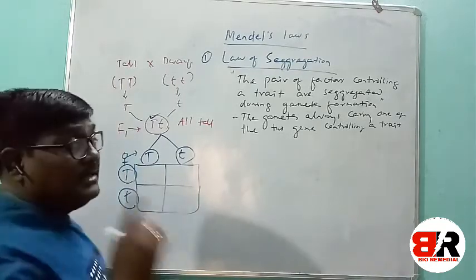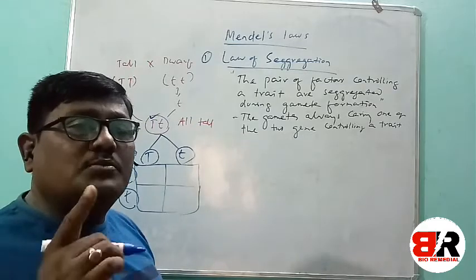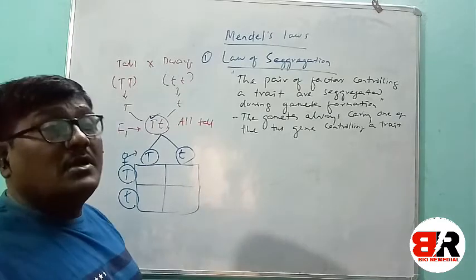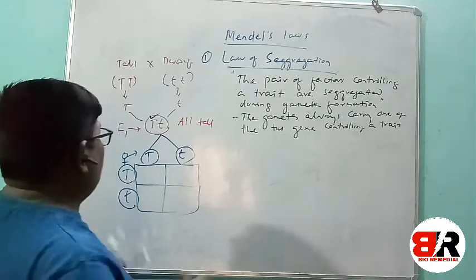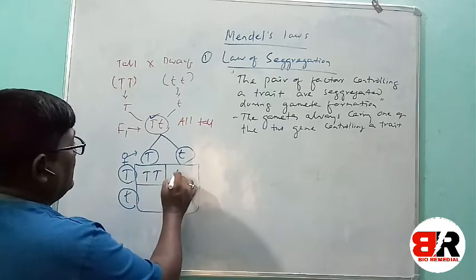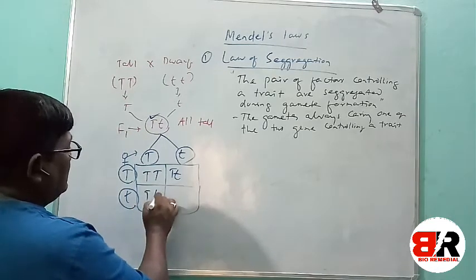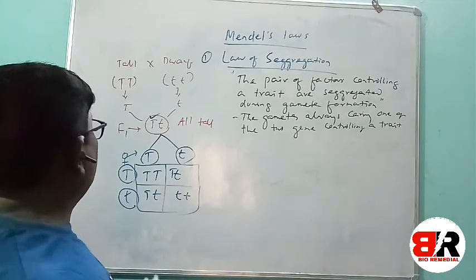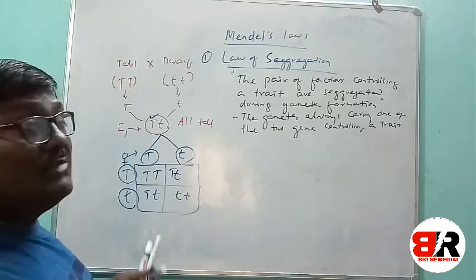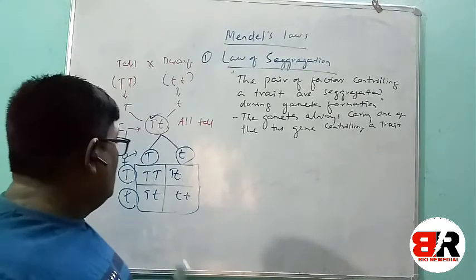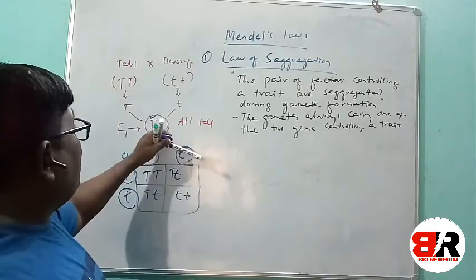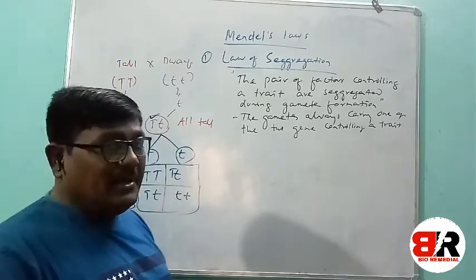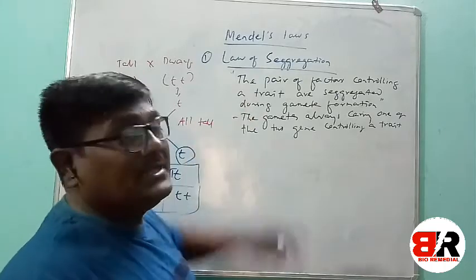That means each and every gamete will have one gene out of the two genes which control a trait. So this is the type of gametes formed in the F1 offspring. When they are self-pollinated, the result will be like this. These are the Punnett square of the F2 generation of the monohybrid cross, which we have already discussed in my last video. So this is the reason the gametes always carry one of the two genes. These two factors are segregated during gamete formation. This is all about the law of segregation.